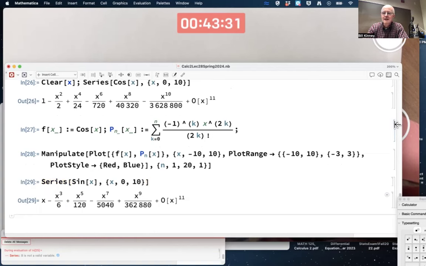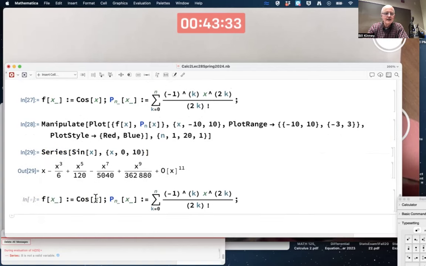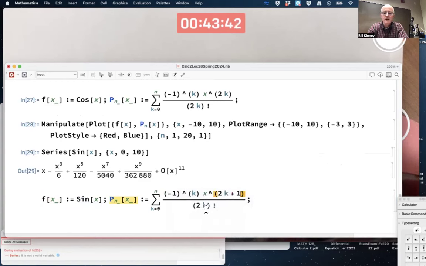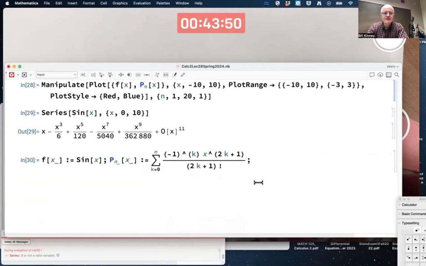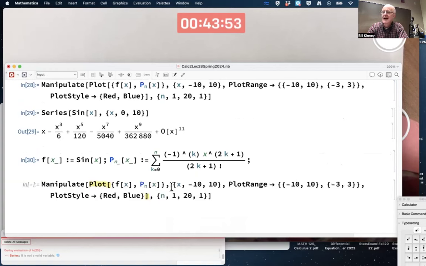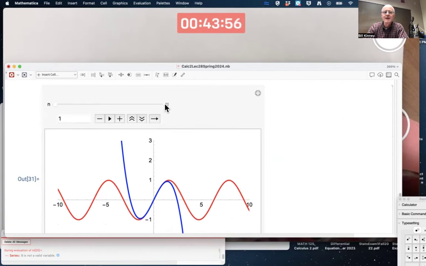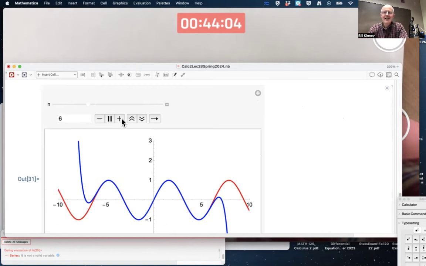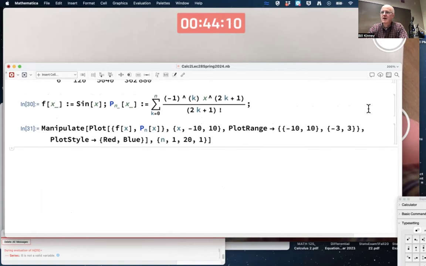There it is. For the formulas, change the cosine to a sine, change the even powers to odd powers. Add 1 in here and down there for the factorial. Sine's an odd function, so we're not going to see the exact same thing here. It's like a bird flapping its wings, but it's kind of like a sideways bird. These seem to confirm it converges for all x.